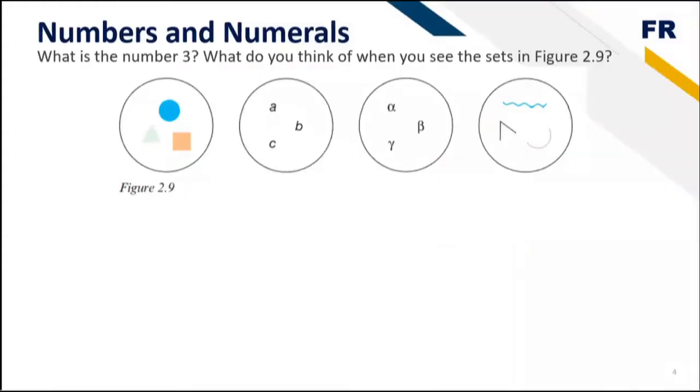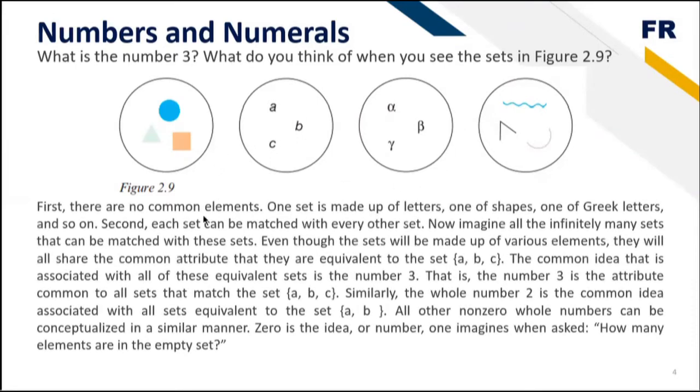Numbers and numerals. What is the number 3? That's the question. What do you think of when you see the sets in figure 2.9? Okay, dito meron tayong sets in different elements, di ba? First, there are no common elements. One is the set made of letters. One is of shapes. One is of Greek letters, and so on.